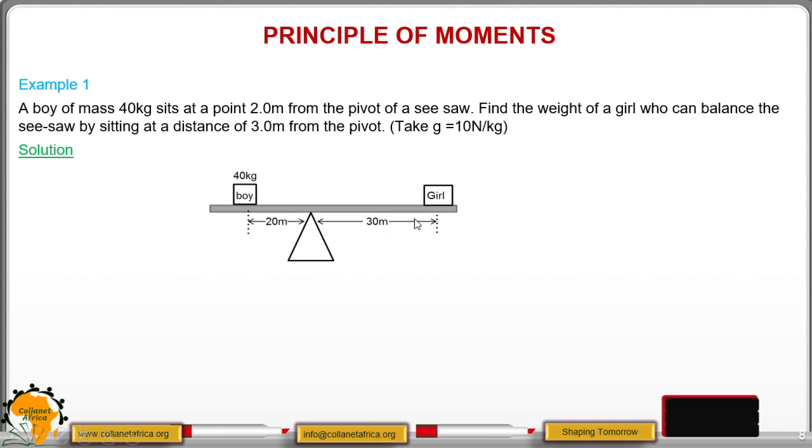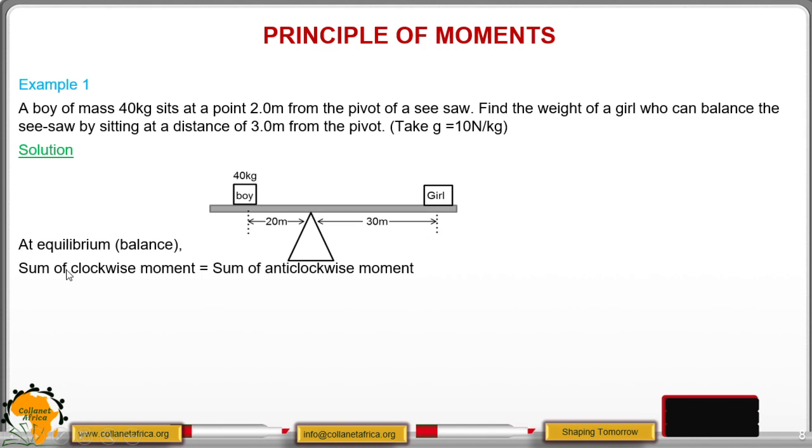And this one, the girl will produce which moment? Of course, the clockwise. At equilibrium or at balance, the sum of clockwise moments is equal to the sum of anticlockwise moments. That is from the principle of moments. Therefore, we have the clockwise moment. We have said the girl will produce the clockwise moment.